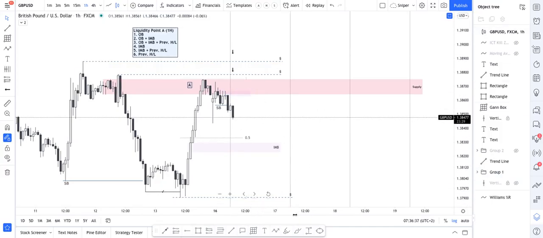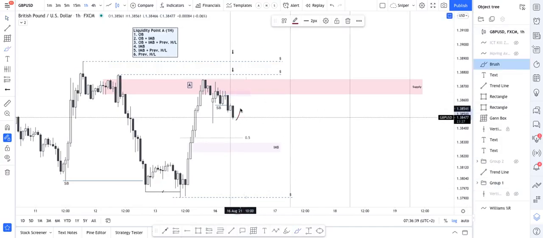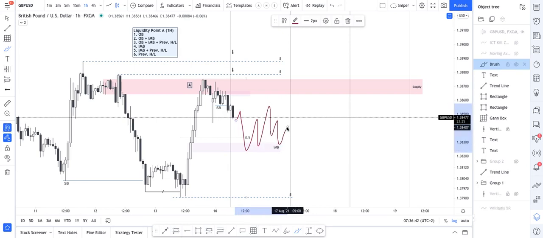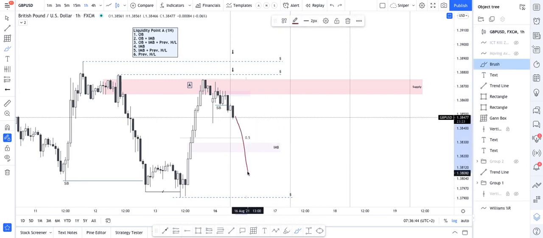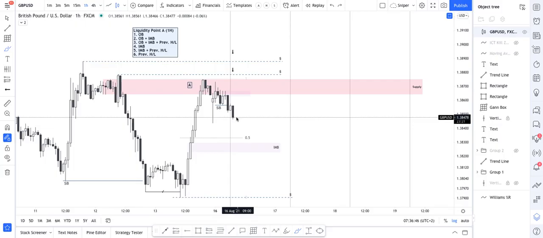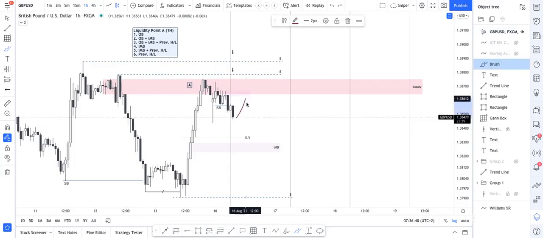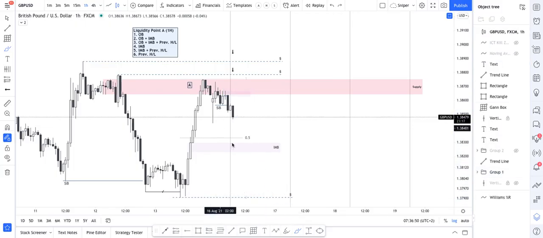So something is going to happen in between these lines. We're going to either have price moving sideways, or we're going to see price moving down and up and down, or we're going to see price just making a small pullback and then continuing down lower. There's various things that can happen between these two lines.